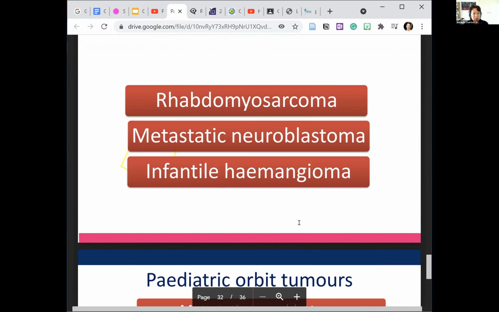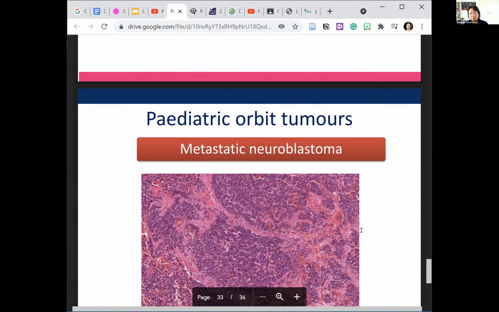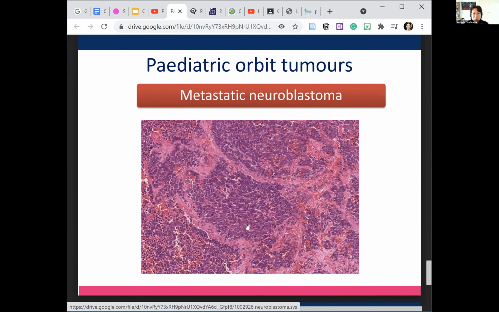What else have I got here? Oh, what do they look like? Metastatic neuroblastoma. It looks like a rhabdomyosarcoma, doesn't it? It looks like a small round blue cell tumor. The tumor cells are not differentiated, but it's not a vascular tumor. So this is where we get special stains. How are we going to tell the difference?